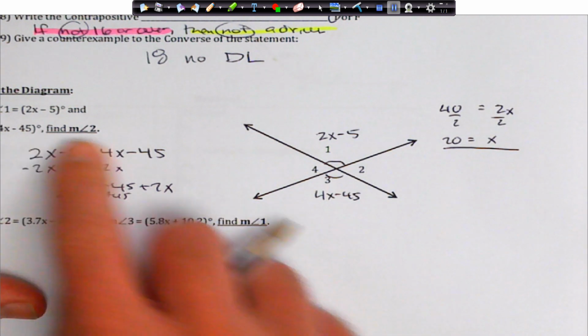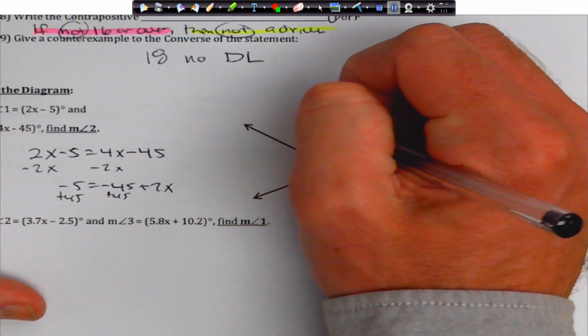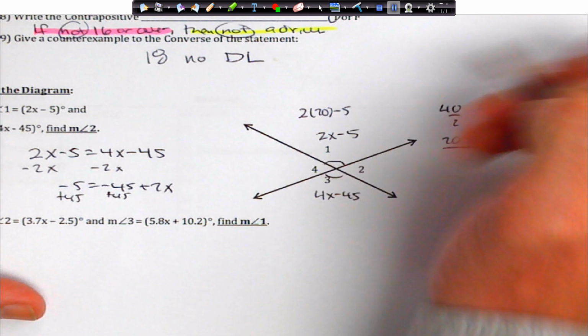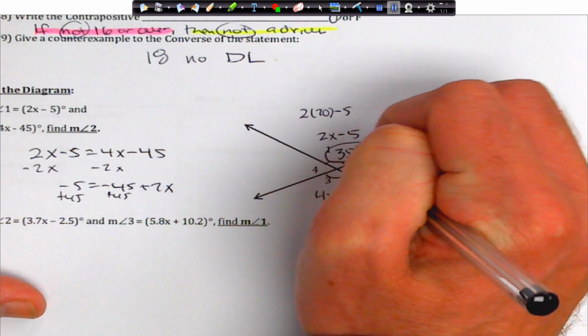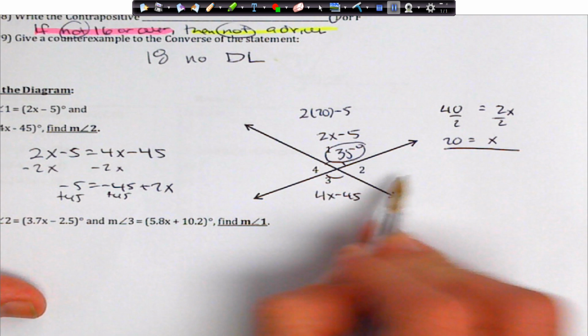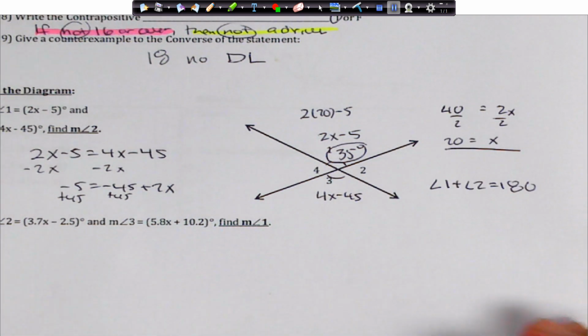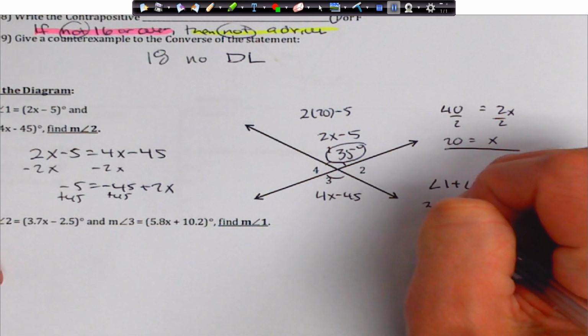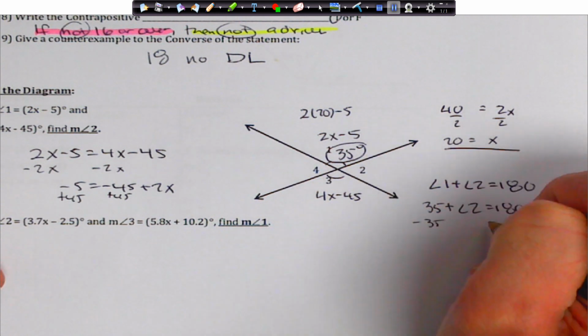So we have to find angle measure 2. I plug it back in here. So 2 times 20 minus 5, that's 40 minus 5, so that's 35 degrees is angle 1. Well, angle 1 and 2 add to 180, right? So angle 1 plus angle 2 add to 180 because they're supplementary. And so this is 35 plus angle 2 equals 180. So subtract 35 and angle 2 equals 145.